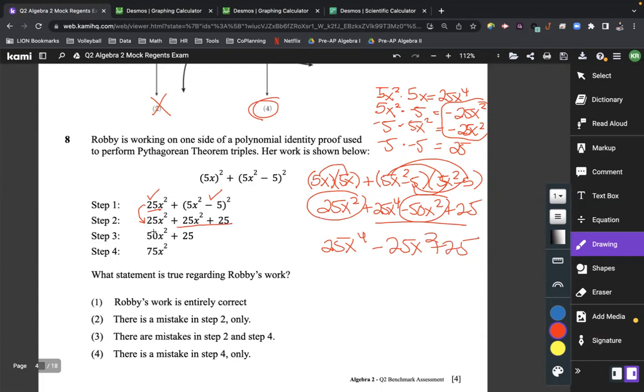But let's look at what's happening here. Going with the work that he had, he combines this and this, 50x squared plus 25, which is technically correct. That step is correct for the incorrect work. But then here they got 75x squared, and that's not correct because these two are not like terms. Keeping in mind what we've analyzed, there is a mistake here and a mistake here, in step 2 and step 4. So the correct answer for this question is actually 3.